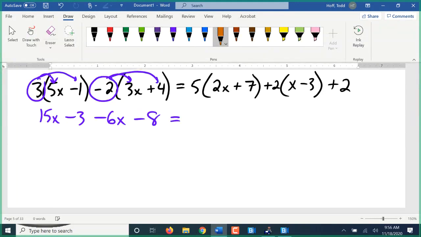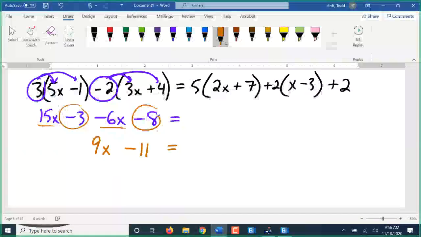Let's keep combining on the left side while we're over here. 15x and negative 6x is 9x. Negative 3 and negative 8 is negative 11. We have now combined everything that we can on the left side. Let's go to the right side.